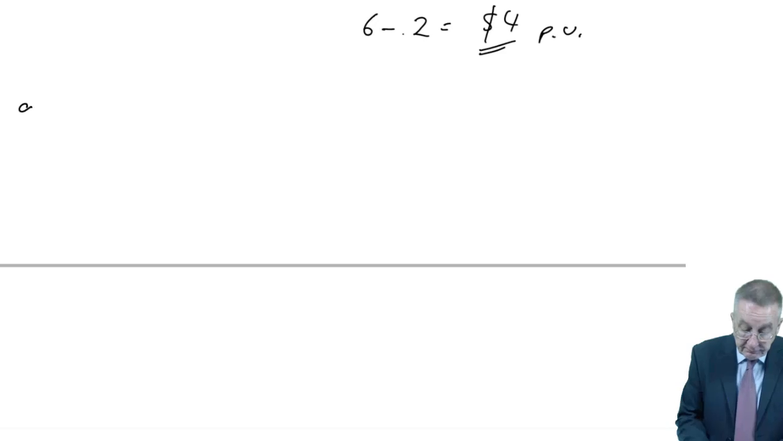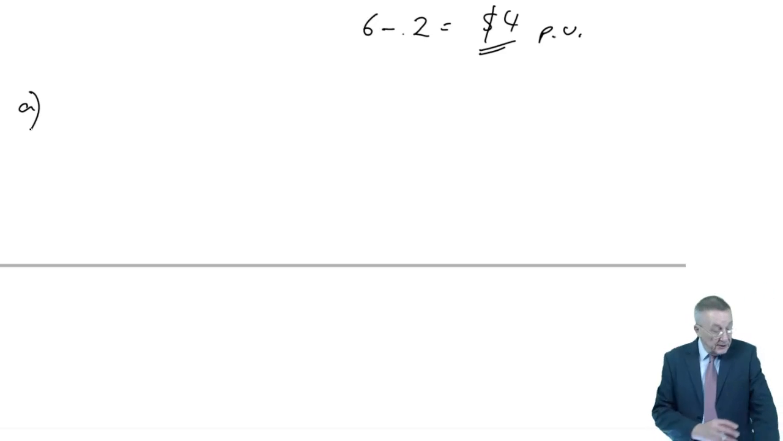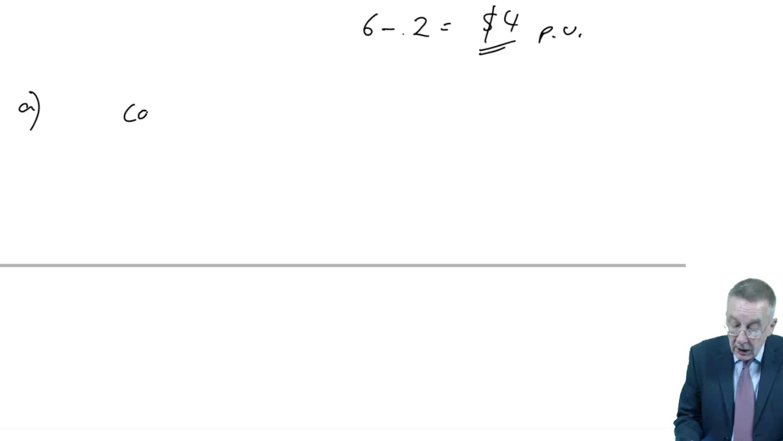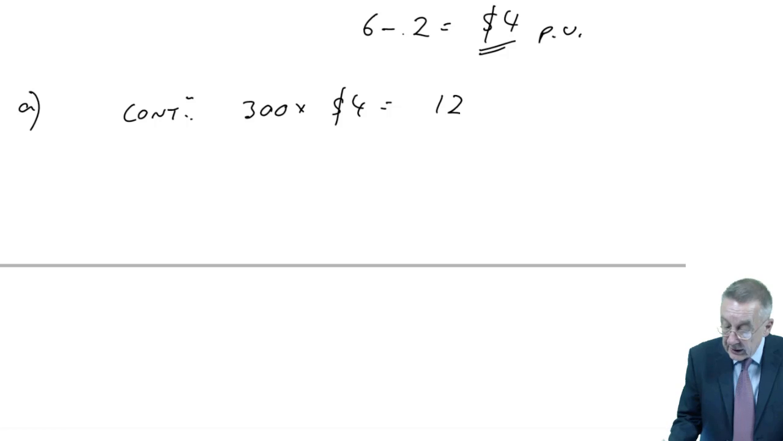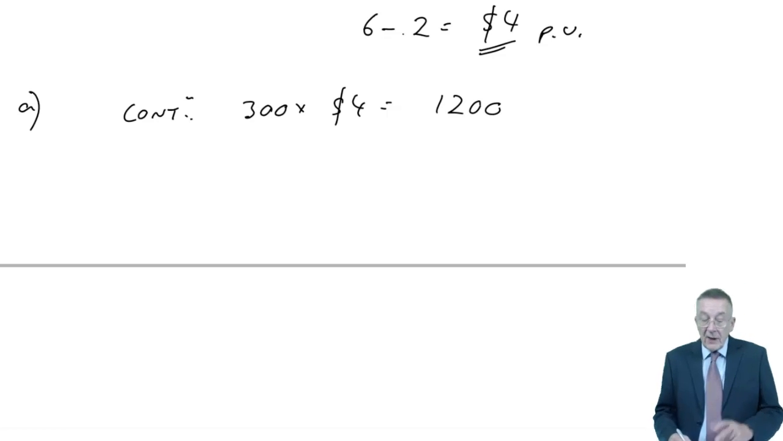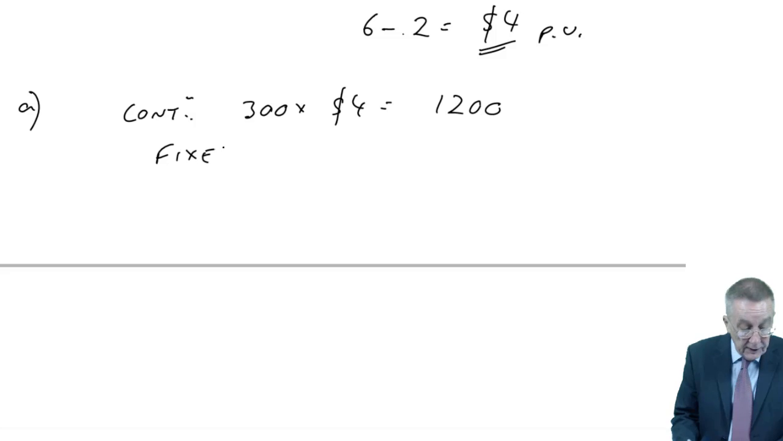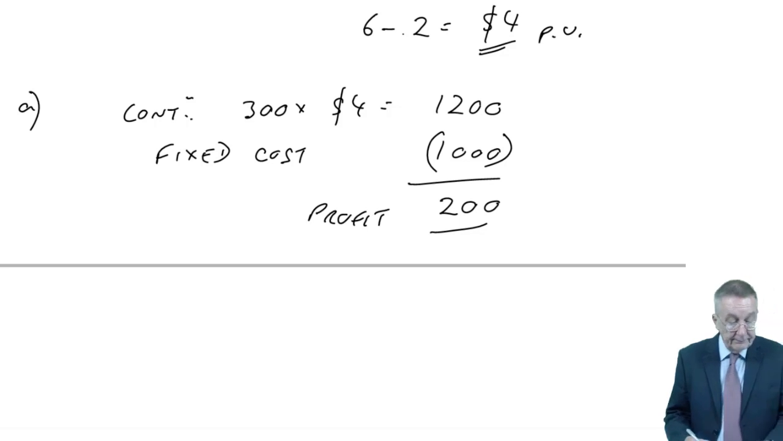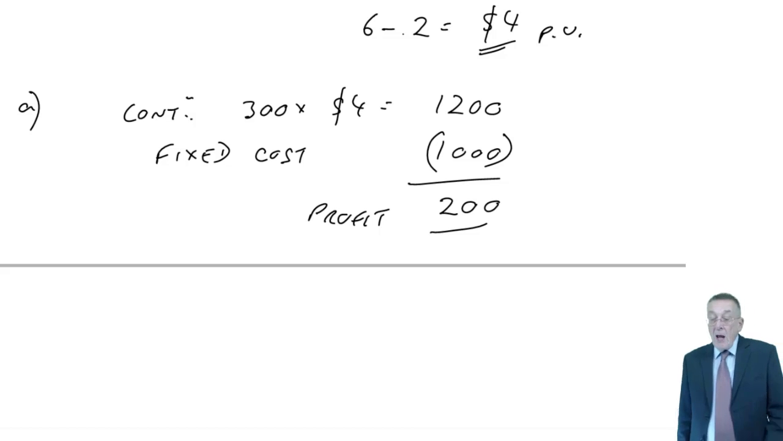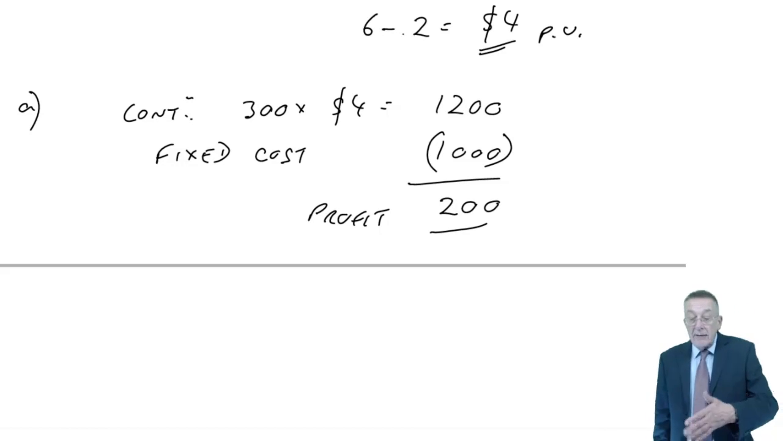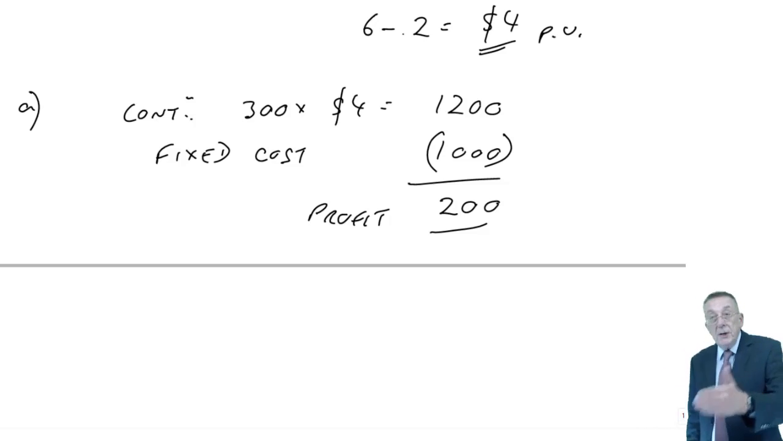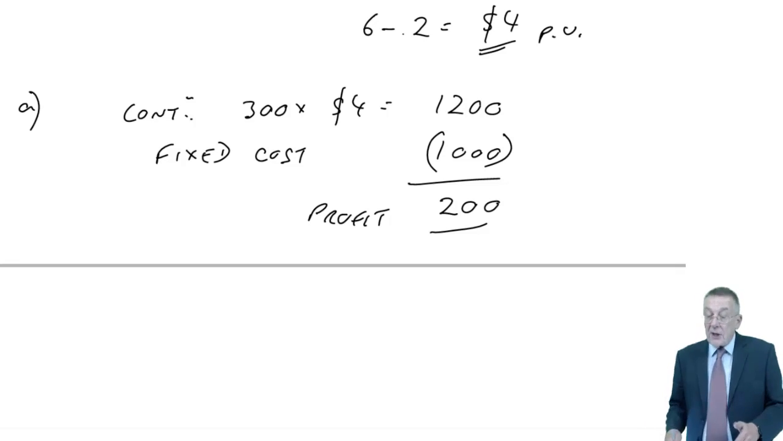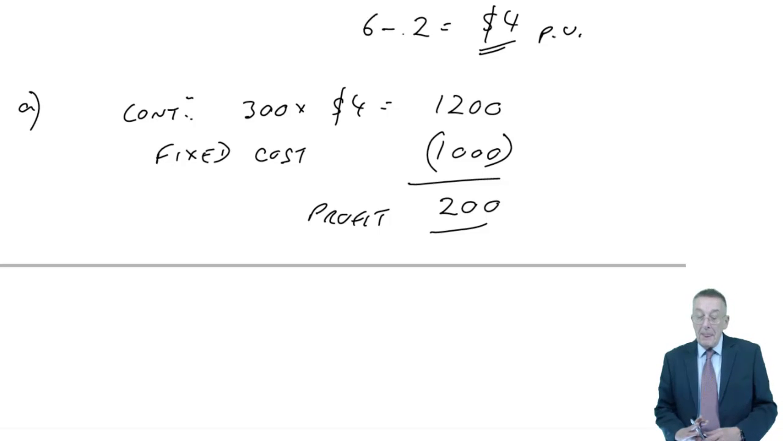Well, part A, it says if the sales and production are 300 units, well, the contribution in total, 300 units at $4, is $1,200. But of course, to get the profit, subtract the fixed costs of 1,000. The profit, 200. Lovely. And of course, I could ask you any number of those. If it was 400 units, what's going to happen? 400 units at $4 contribution. The fixed cost will be 1,000, whatever happens.